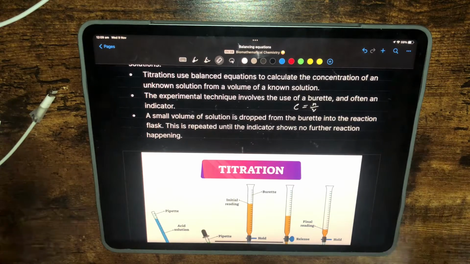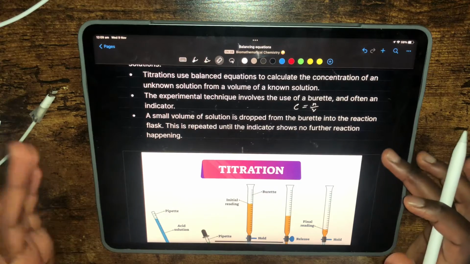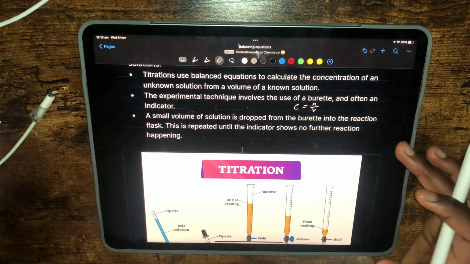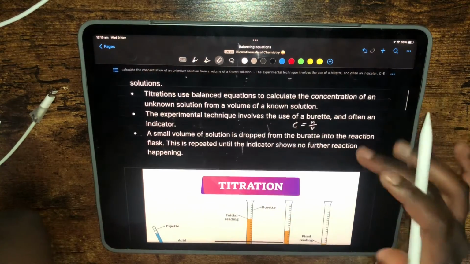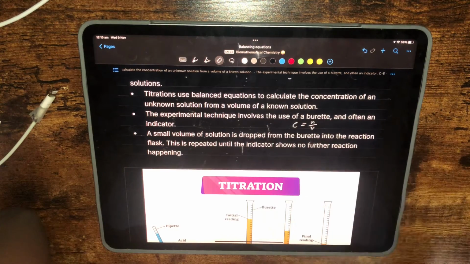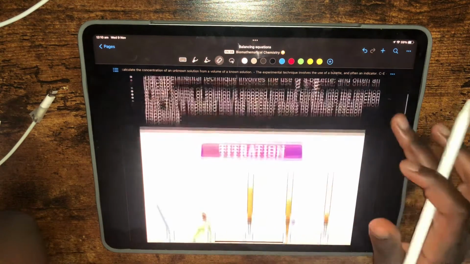This isn't the best way of me explaining it. I'm trying to broadly explain it, but I'll probably make another video to try and properly explain it. But that's why it's important to understand balancing equations, because once you balance your equations, you can work out these things.